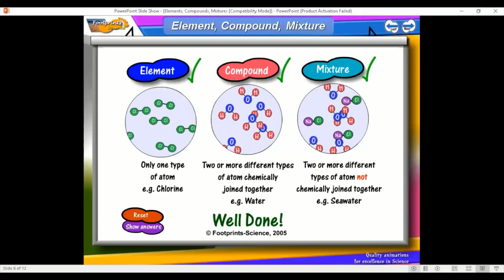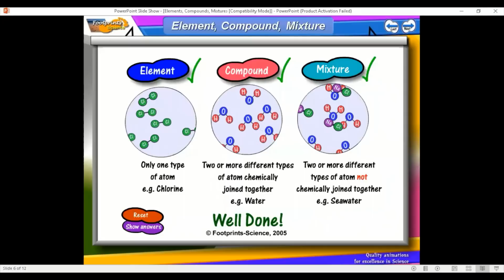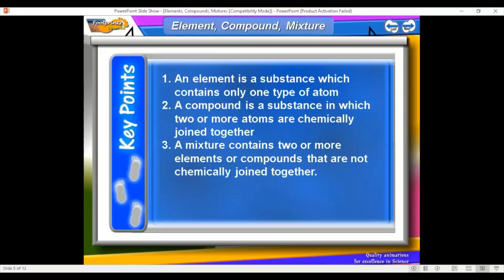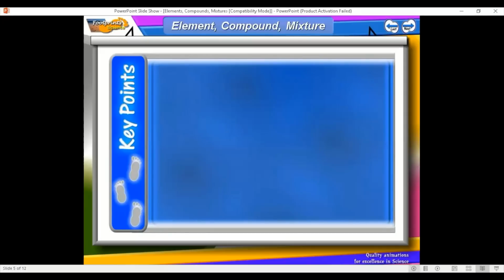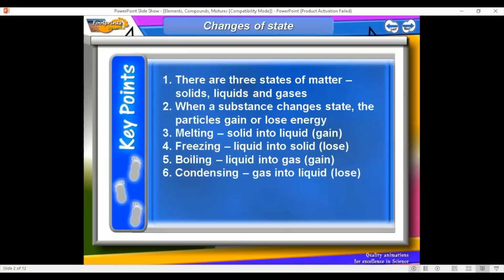Be familiar with these elements, compounds, mixtures. You will be called upon to draw them or identify them from pictures. Key points again, write them down. Elements, compounds, mixtures, okay? I showed you that. This is changing of state. You need to be familiar with changing of state. It's interchangeable, okay? Key points again, write them out. This is what we started with, right? This is what we started with. So let's just go to stop share.